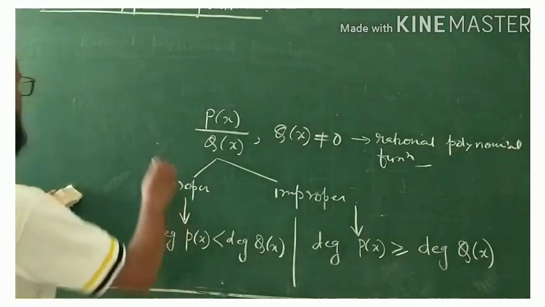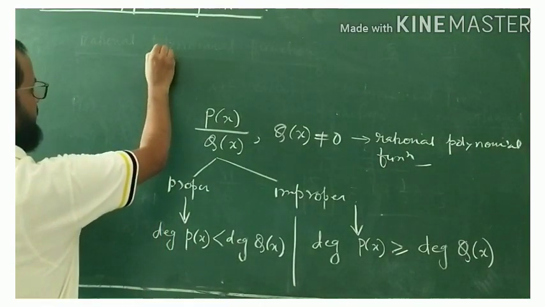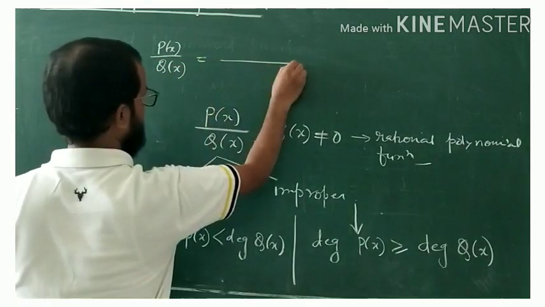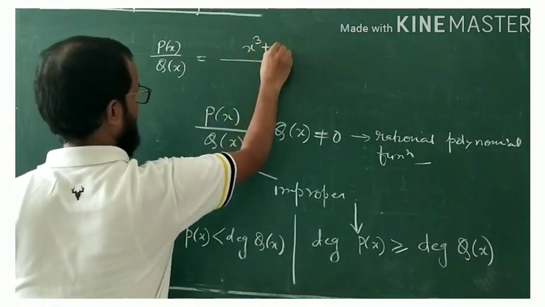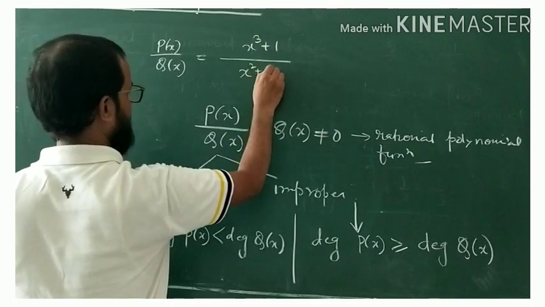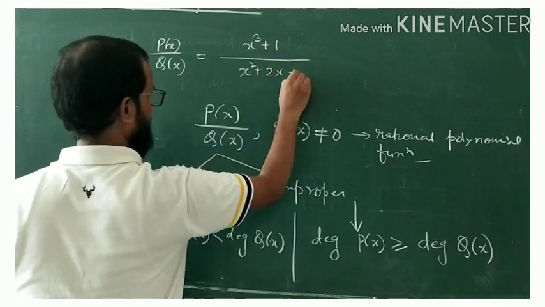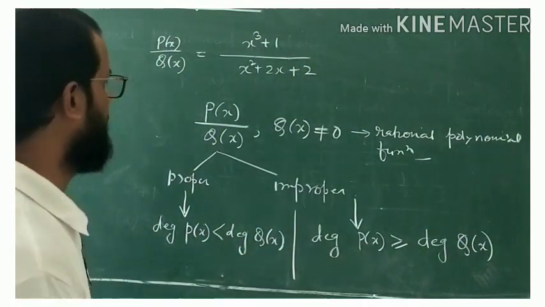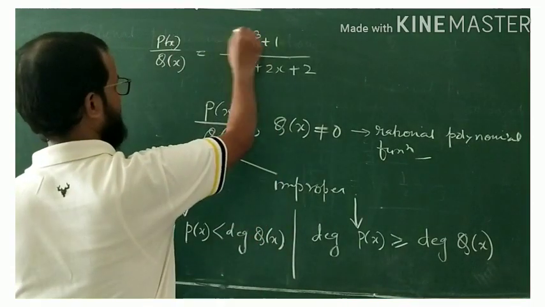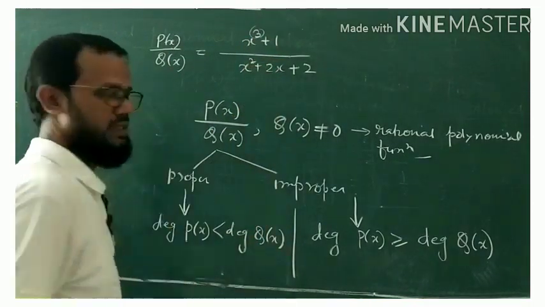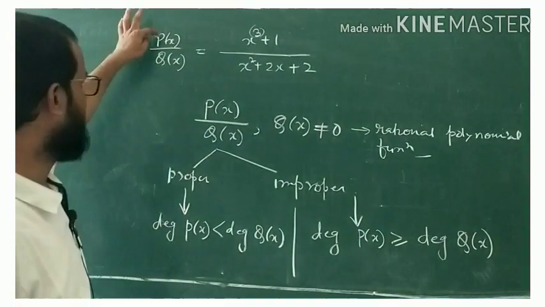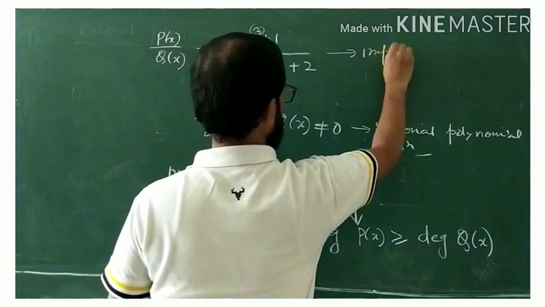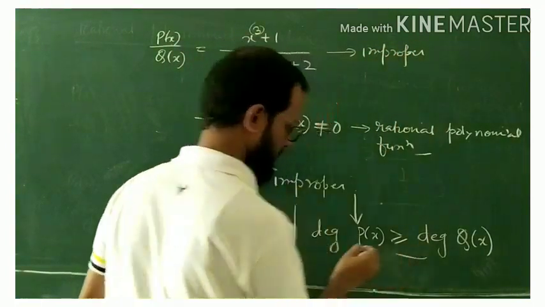Suppose you consider a function P(x) by Q(x) equal to, suppose, x cube plus 1 divided by x square plus 2x plus 2. This is a rational polynomial function. Here the degree of P(x) is 3. What is the degree of Q(x)? It is 2. So since the degree of P(x) is greater than the degree of Q(x), it is improper according to this rule.